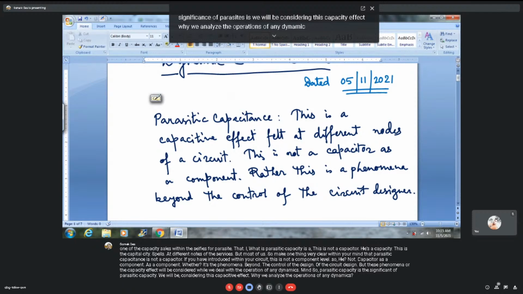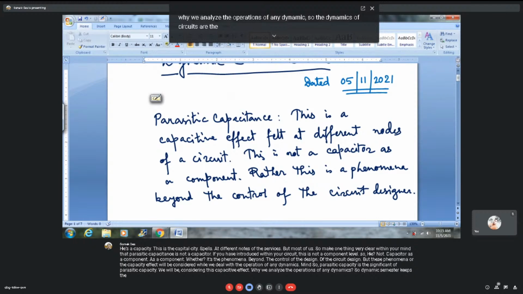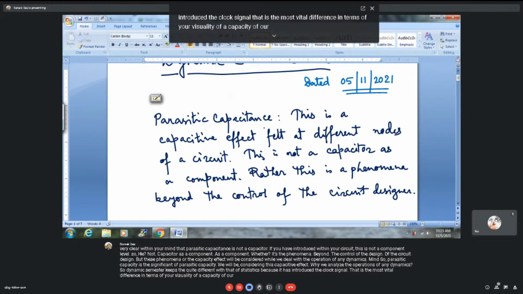So dynamic CMOS circuits are quite different from static CMOS circuits, because they have introduced the clock signal. That is the most vital difference in terms of the visuality of a dynamic CMOS circuit and a static CMOS circuit. In a static circuit, we did not have any clock signal. Whereas, another difference is the effect of parasitic capacitance.